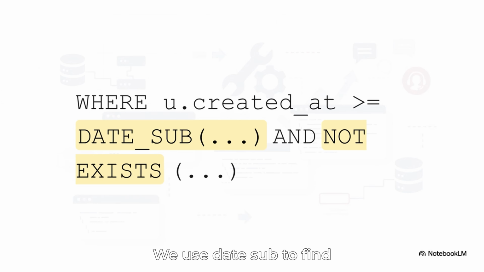We use DATE_SUB to find all the recent signups. Then, we add a NOT EXISTS subquery to filter for only those who have no orders. The result? A perfect, actionable list of users who might be struggling, allowing your support or marketing team to proactively reach out and offer a helping hand.